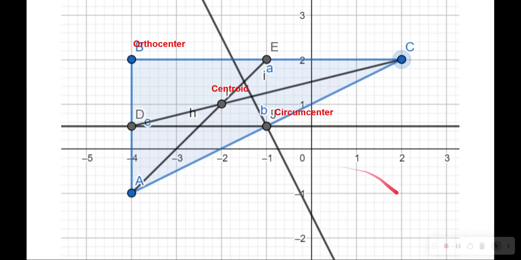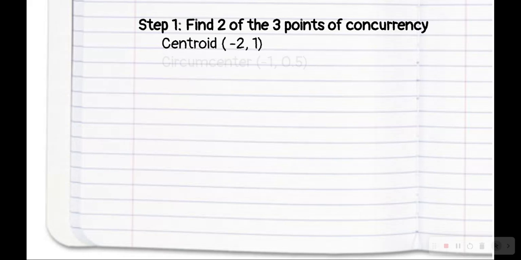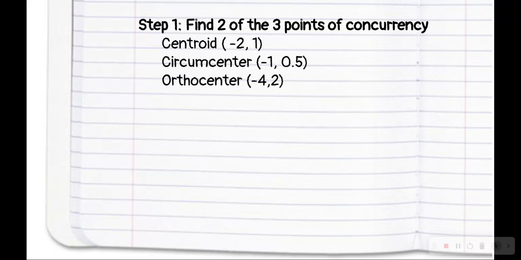So I have a lot of really good points. I'm probably going to pick the orthocenter and the centroid because they are whole numbers, and the circumcenter is the point negative 1 comma 0.5. But that would get me this same equation if I picked any two. So those are my 3 points of concurrency. It doesn't matter which two you pick.